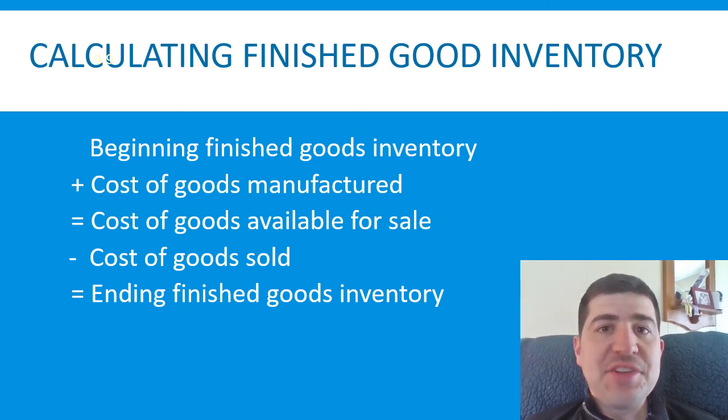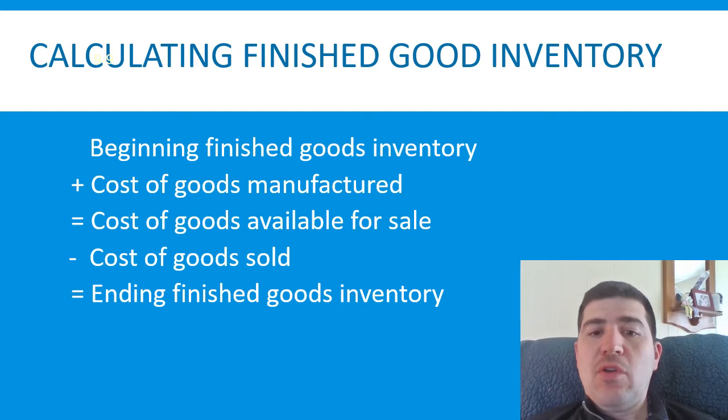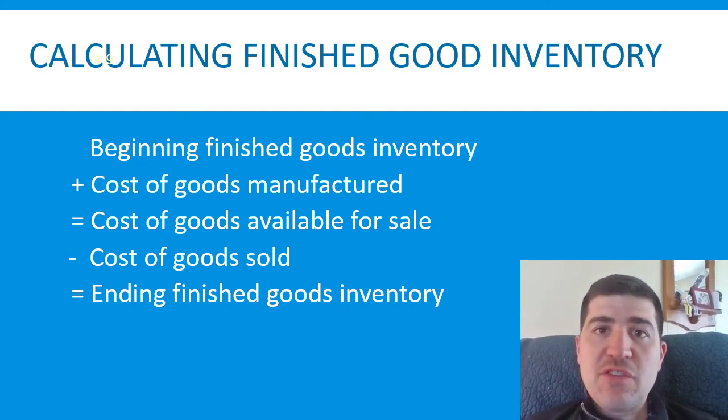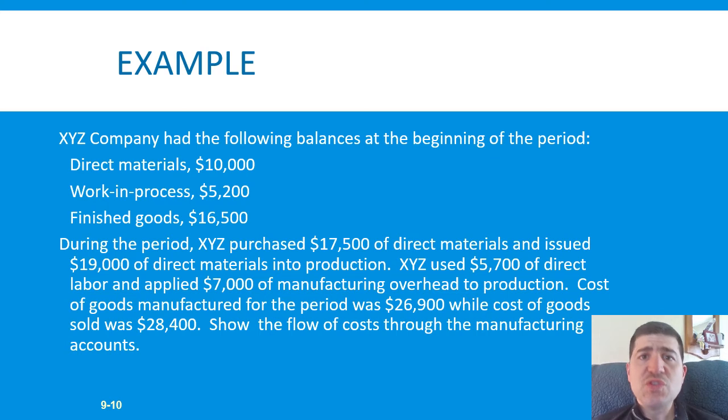The last thing is your inventory, like your finished goods. So you have your beginning inventory plus any new stuff that you finished minus all the goods that you sold equals your ending inventory. So in this example, we have these beginning inventories of $10,000 for direct materials, $5,200 for work in process, and the finished goods of $16,500.